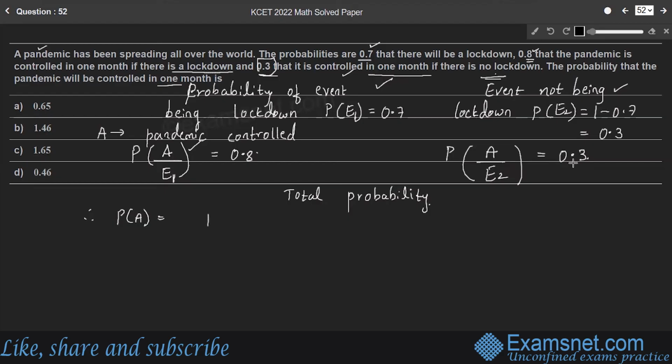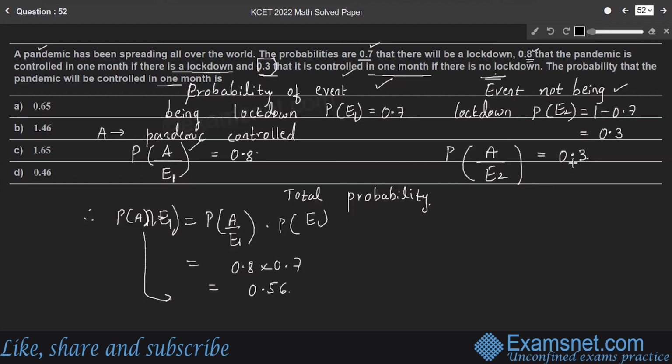So the formula says P of A by E1 into P of E1 is nothing but P of A intersection E1, right? P of A intersection E1 is P of A over E1 into P of E1. So which is equal to 0.8 into 0.7, which is 0.56. So which is nothing but the probability that the pandemic will be controlled in 1 month with lockdown, right?